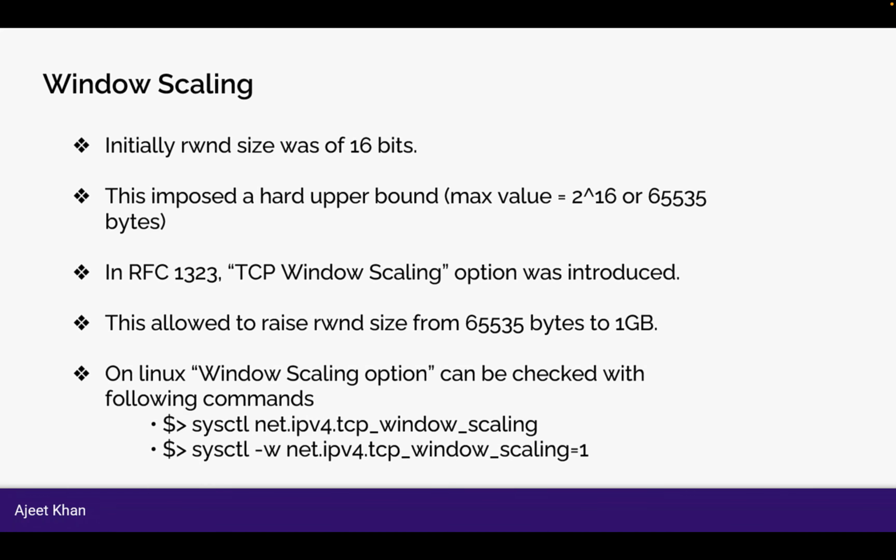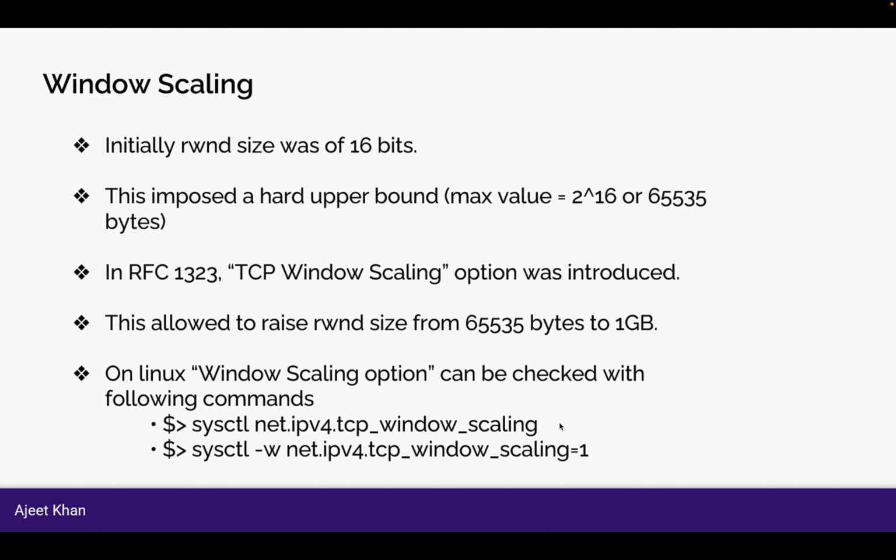In this demo, we are going to see how we can check the window scaling option in Linux. These are the commands which you can use: sysctl net.ipv4.tcp_window_scaling. This will output a value equal to 1. If its value is 1, it means it is enabled, and if its value is not 1, that is 0, then it is disabled. So this is one optimization that you can do in your Linux server.